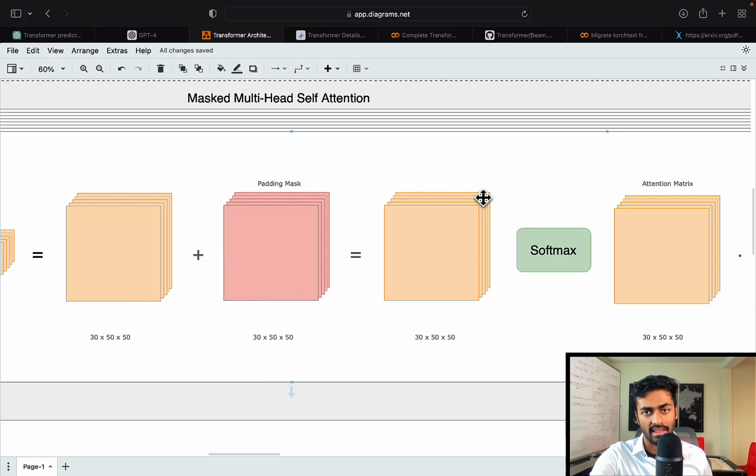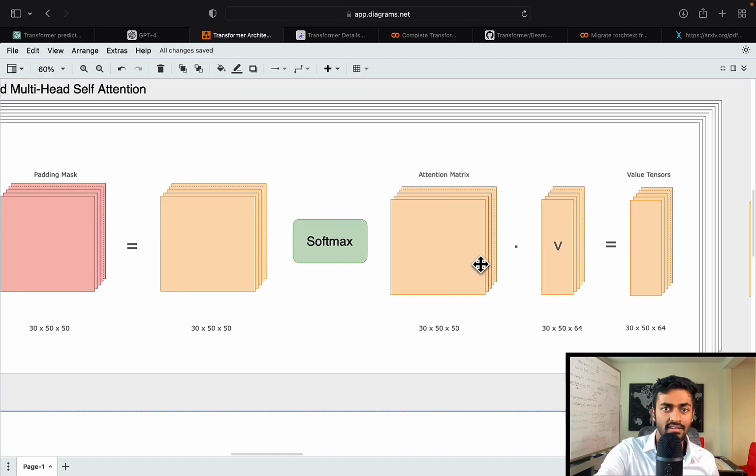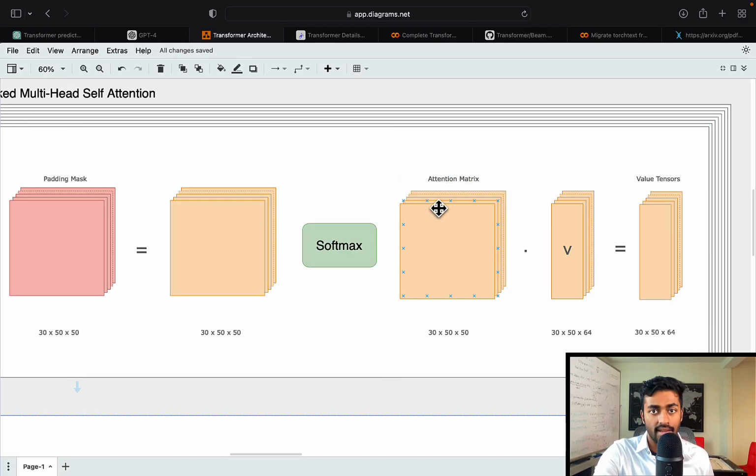So once we apply the padding mask, we will now apply a softmax activation, and then we will actually have an attention matrix. And in this attention matrix, you'll see that it's 30 cross number of words cross number of words. Number of words cross number of words.